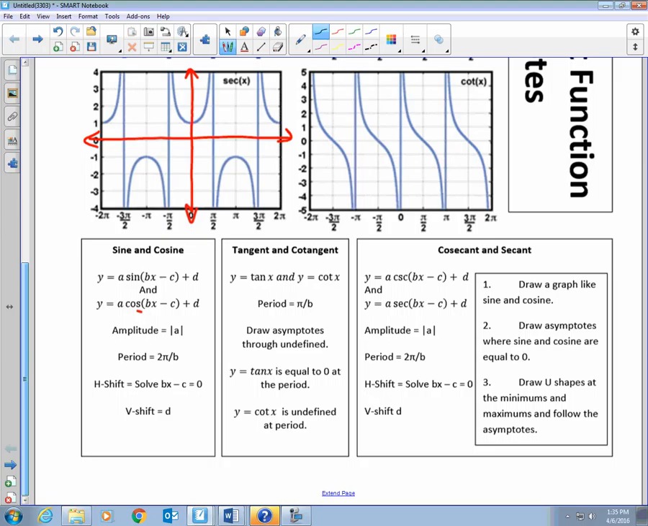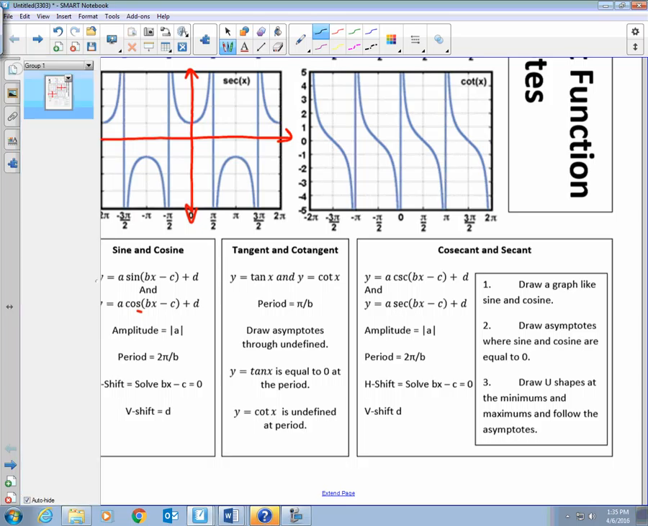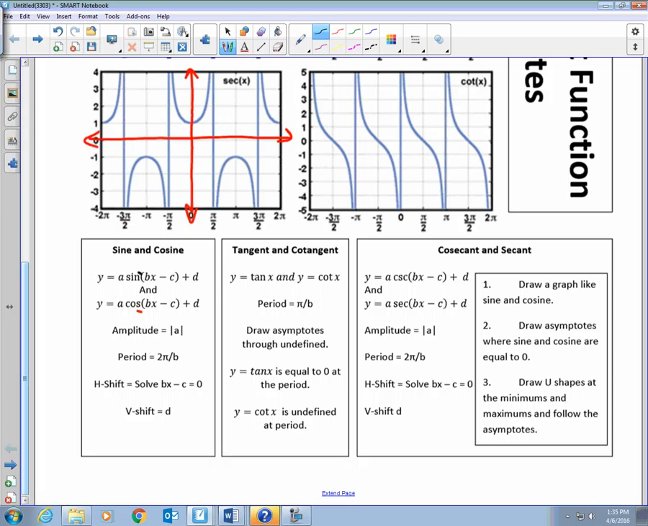Draw a graph like sine and cosine, which we did. Draw asymptotes where it's equal to 0. And then draw the U-shapes at the max and min. Those are the steps. So do you see why it's important to know how to graph sine and cosine if you want to do that? Excellent. So let's flip to the back. Let's do a couple problems.